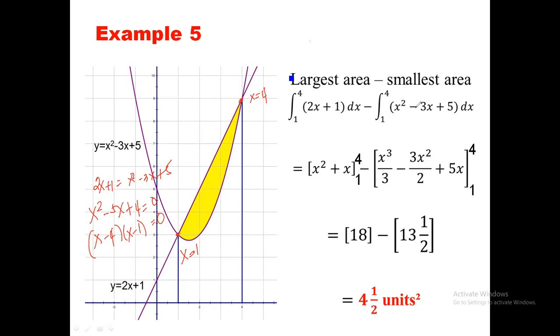Why equate? It's because, as I've said, at this particular point of intersection, the curve and the line have the same x and y. Same thing in here. So that is why you equate. Do you get it? If the limits are not given, it is also possible for you to determine the points of intersection. Any question? So no question?